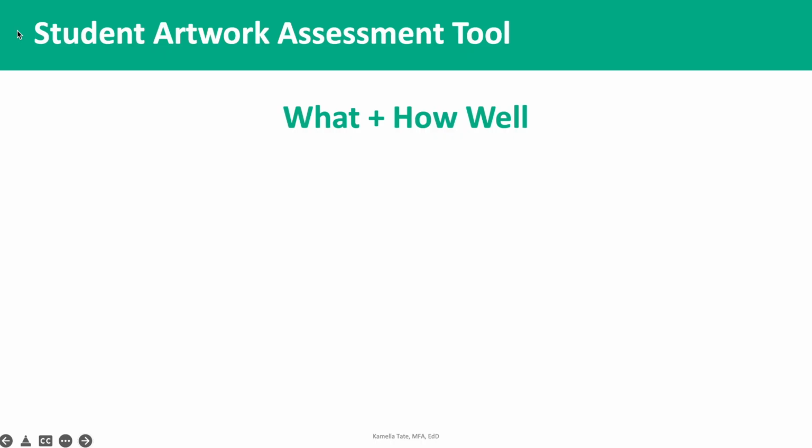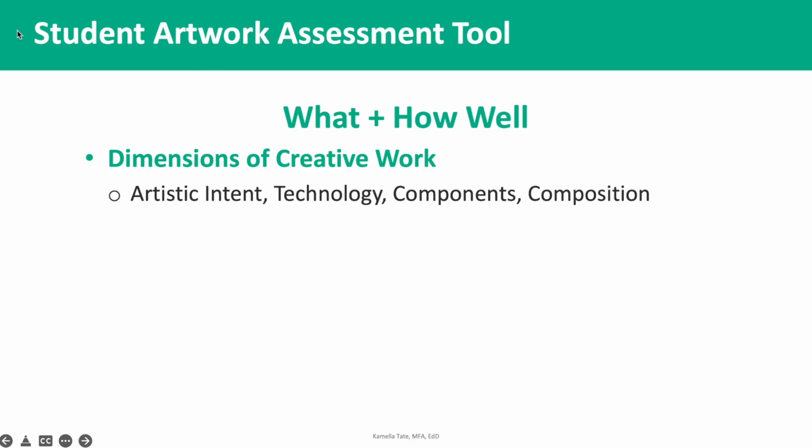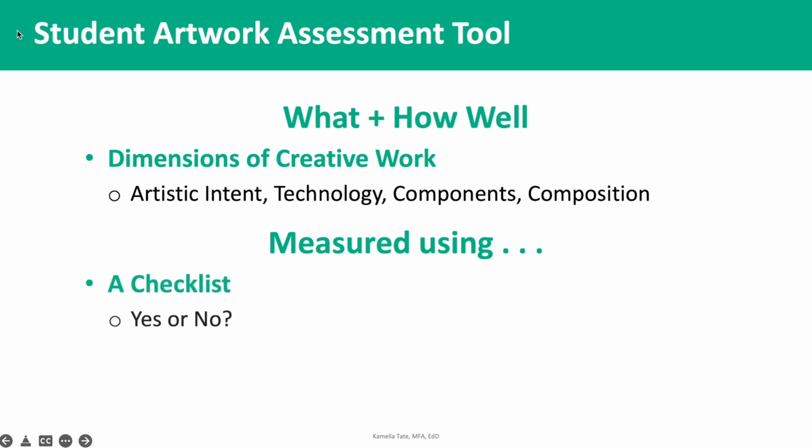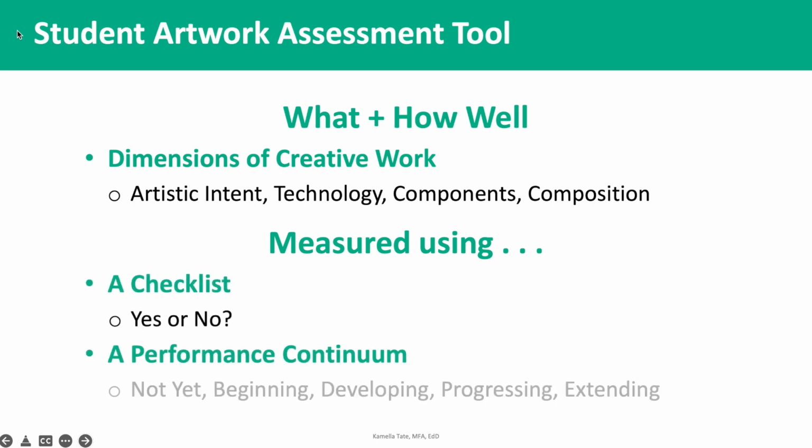And what this student artwork assessment tool asks you to look at is, what are students learning and how well are they able to do it? So you know that old thing of what do they know and are able to do? The student artwork assessment tool is built directly around that. We talk first about dimensions of creative work. These are the 4 dimensions: artistic intent, technology, components, and composition. And we measure those using a checklist, yes or no, did they do it? And a performance continuum that we have developed specifically for MAM.